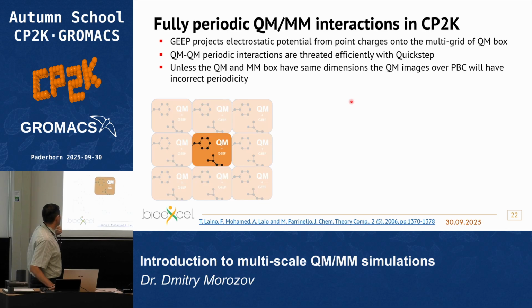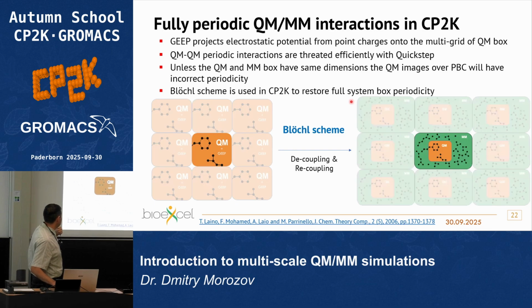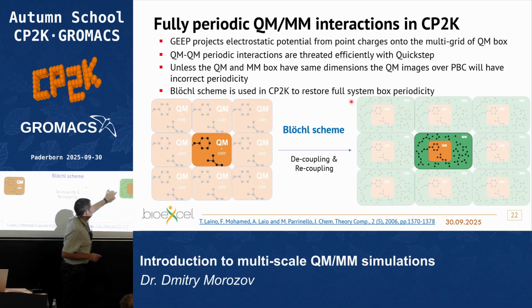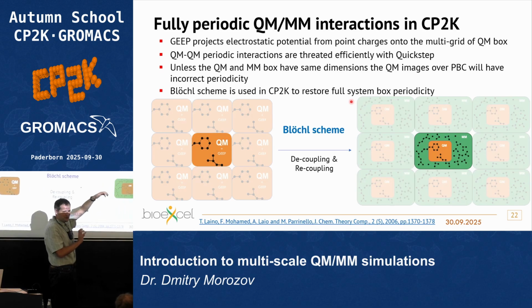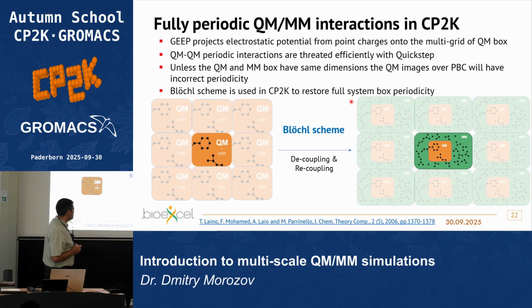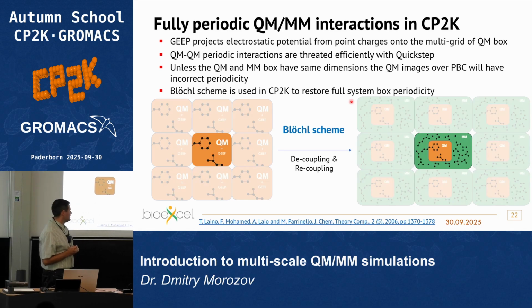So it needs to account for the correct periodicity of your QM system, and they then use a Blöchl scheme, which restores, which basically splits your quantum systems apart from each other into the correct periodicity of your MM box. And this scheme uses this decoupling and recoupling of the electron density in multipole expansion.